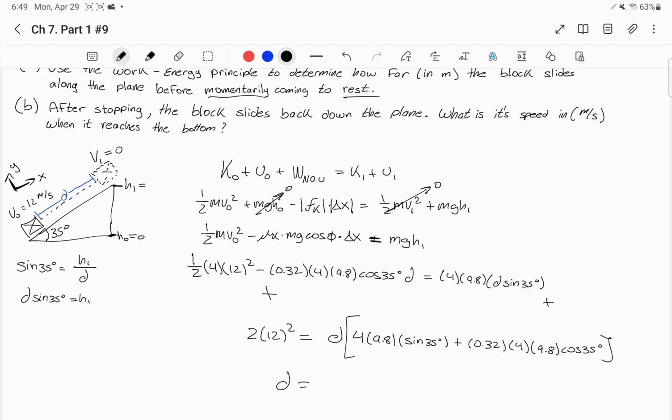And if you put that into your calculator, you should get 8.7913 meters. And that is the distance that the block traveled before it came to a stop.